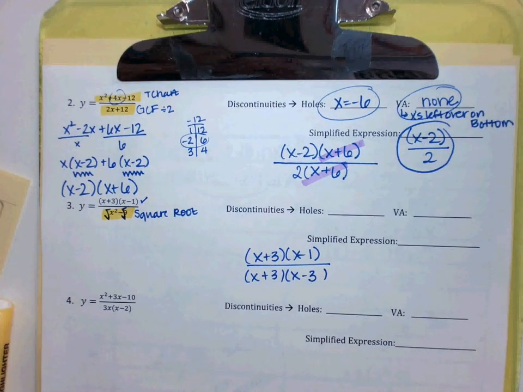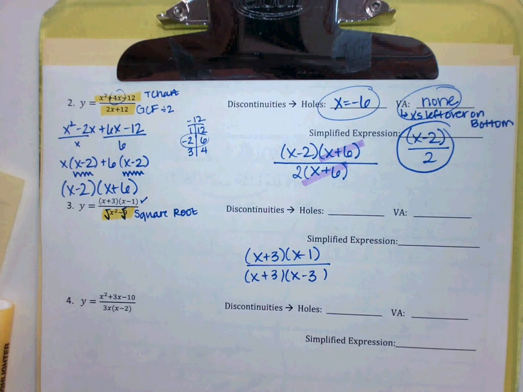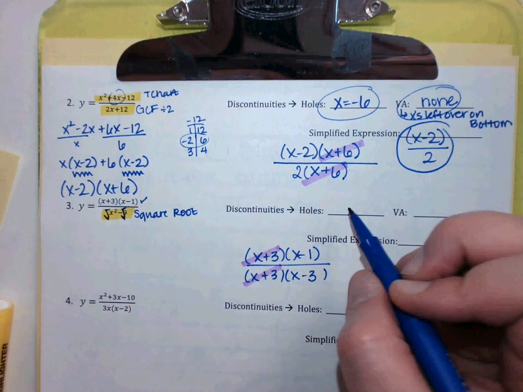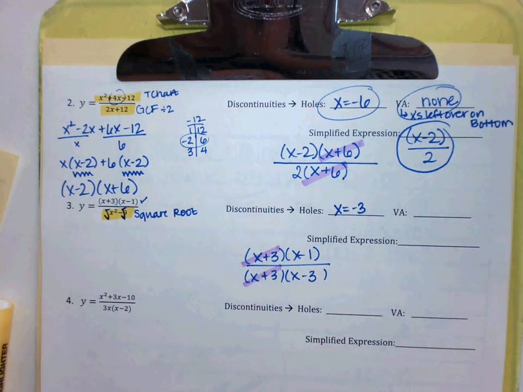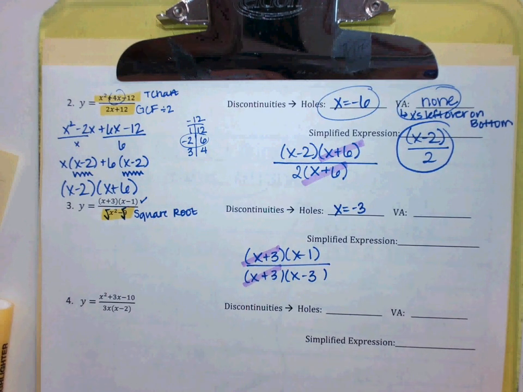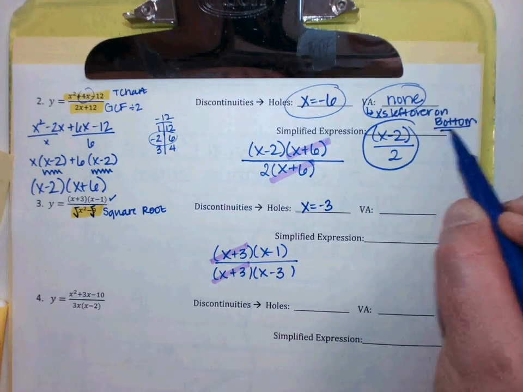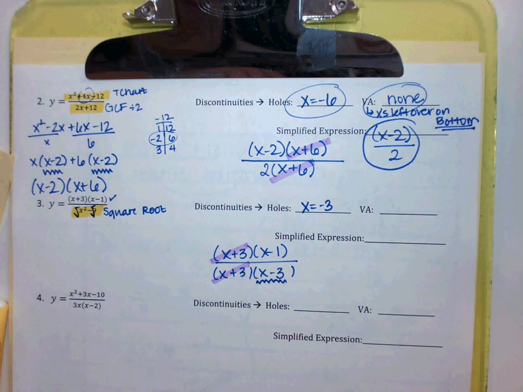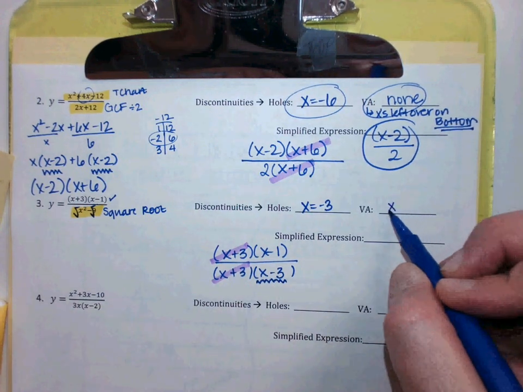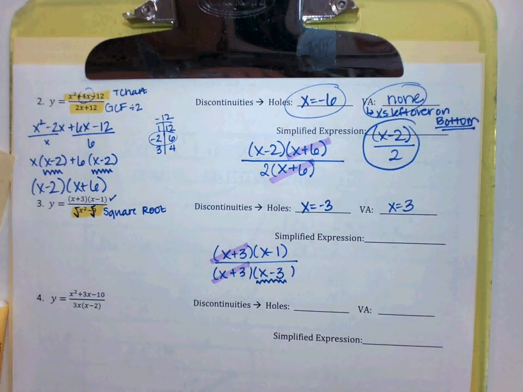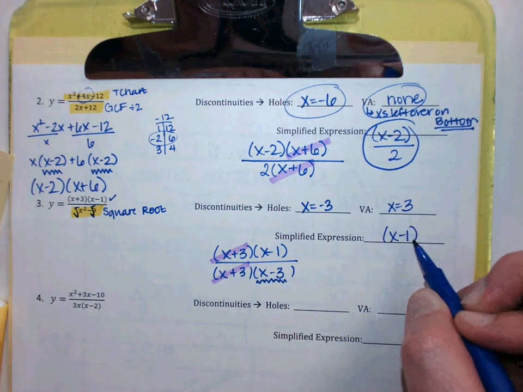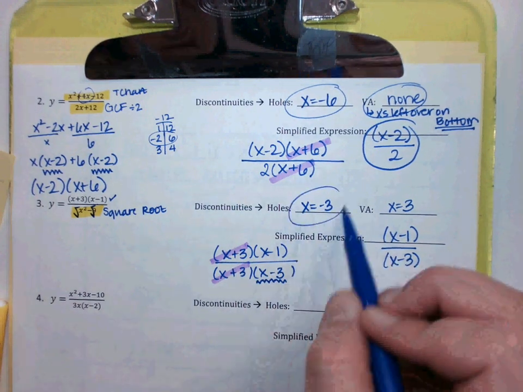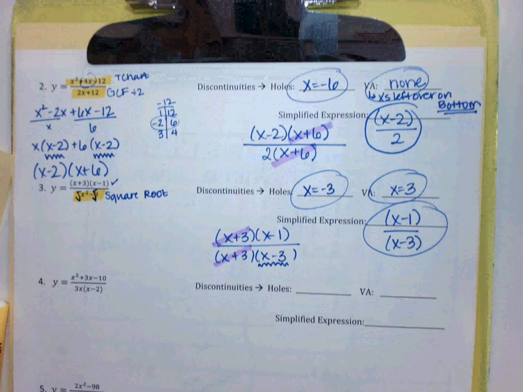So from there, I'm looking for what can cross out. That's going to create a hole in the graph. If my x plus 3's can cross out, because I had one on top, one on bottom, then the hole in the graph is going to be at -3. My vertical asymptote are any x leftovers, but they have to be on the bottom. So I'm only going to count this one as a VA, as a vertical asymptote. X minus 3, solution would be a positive 3. Then from there, my simplified expression is x minus 1 over x minus 3. All right, go down to number 4.